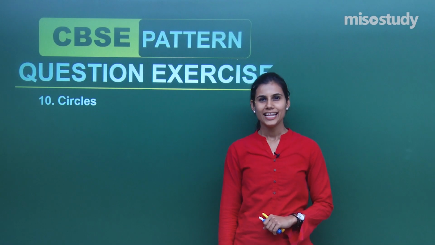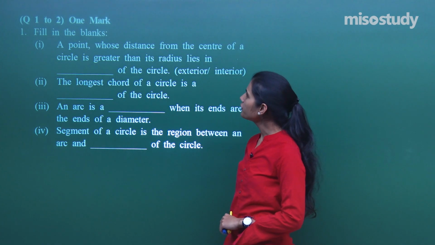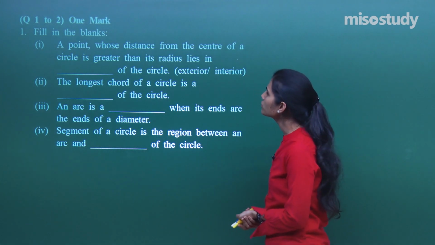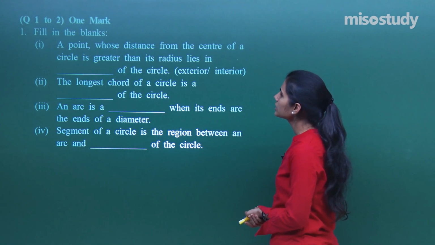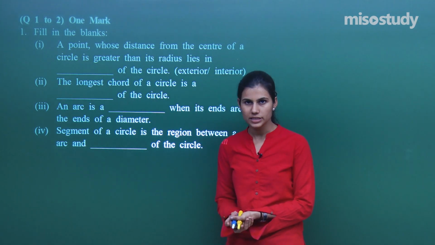Hello everybody. Let's begin our discussion over the questions now. The first question consists of fill in the blanks. It says that a point whose distance from the center of a circle is greater than its radius lies in the interior or exterior of the circle.